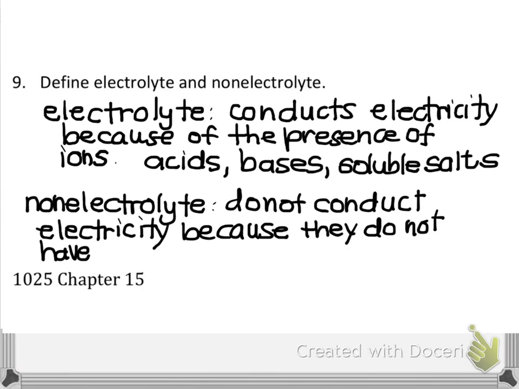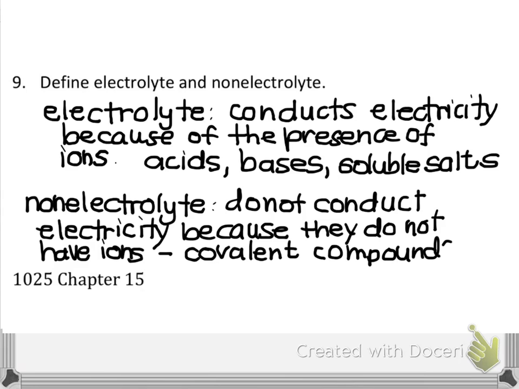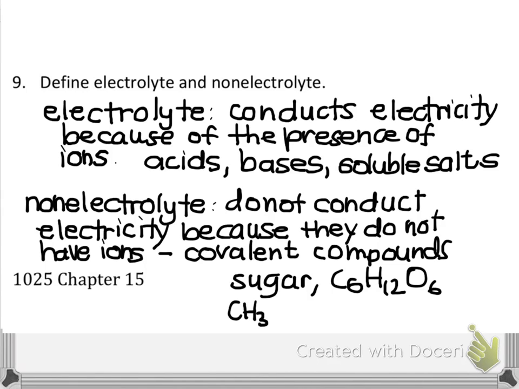Now, common things that are non-electrolytes are covalent compounds that are soluble in water. Things like sugar would be an example. Sugar, or glucose, is C6H12O6, and that is all covalent compounds that would not dissociate to form ions. You could have other things like an alcohol. Methanol would be CH3OH. This has all covalent compounds, and so when they dissolve, they do not dissociate.